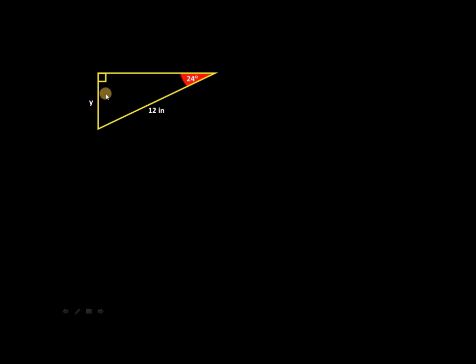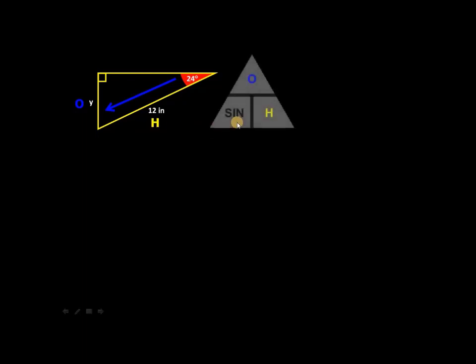In this question we want side Y. You can see that it is opposite to the angle 24, so we call this the opposite side. The side 12 inches is the longest side, and we know it's the hypotenuse, letter H. We now have opposite, hypotenuse, so we use the triangle for sine. We want to calculate the opposite, so we cover it, and looking at the triangle we will get sine multiplied by H to give opposite.